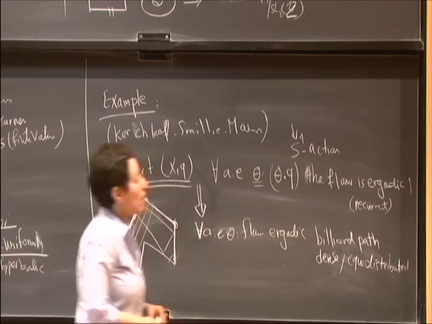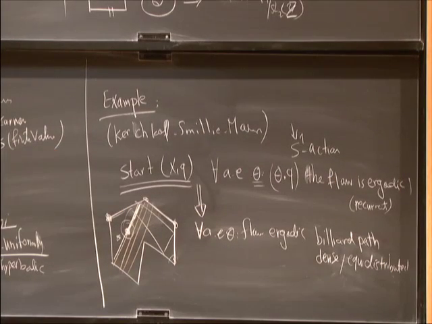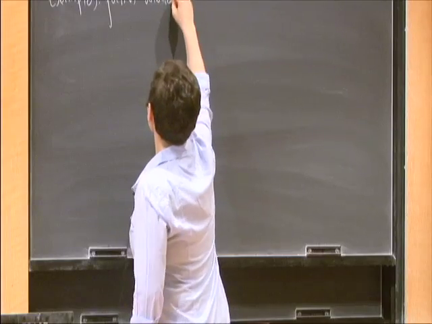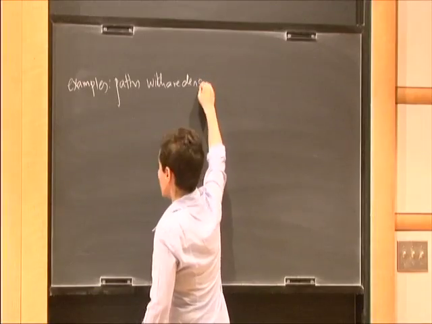But unfortunately, there are examples like this that you can do by looking at the action of the geodesic flow on H1,2. But there are all sorts of pathological examples you can come up with. For example, one can construct examples of paths which are dense but not equidistributed.